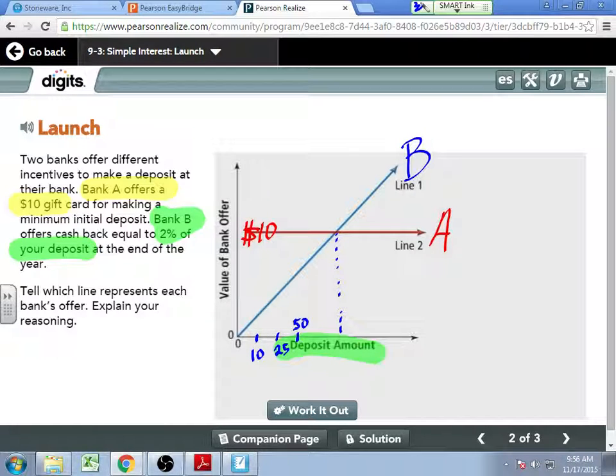So if you deposit $10 into the bank, what would be 2% of $10? That would be 0.02 times 10, which moves the decimal over once: 0.2 or 20 cents. If you deposited $50, 2% of $50 is $1.